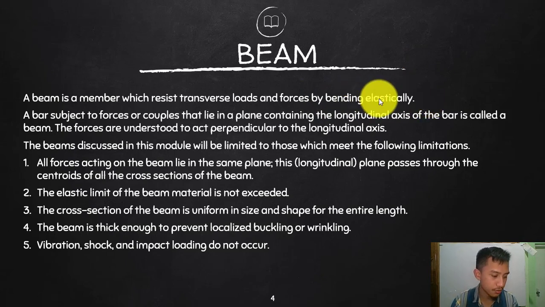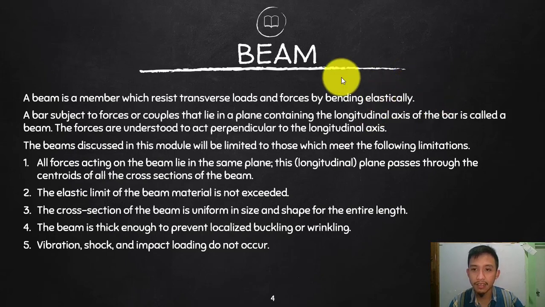As we discussed in your previous module 3 about the yielding stage, the elastic stage, and the plastic stage. For the analysis in this shear and moment, we will be considering the elastic stage. So a bar subject to forces or couples that lie on a plane containing the longitudinal axis of a bar is called a beam. The forces are understood to act perpendicular to the longitudinal axis.